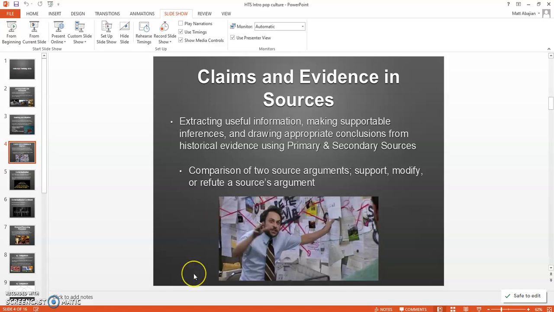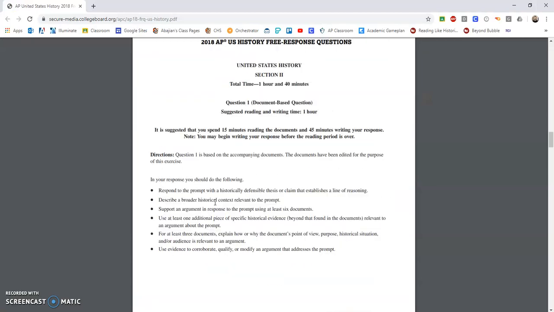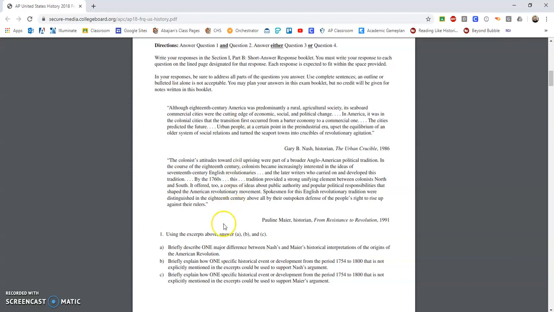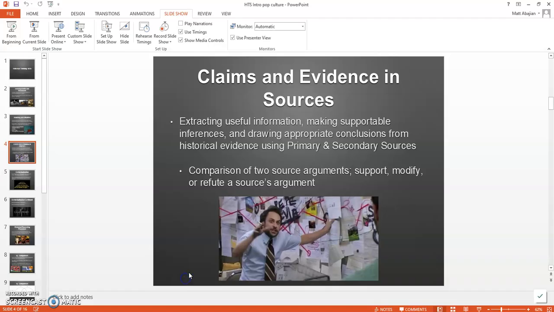So usually it's a comparison of two source arguments. For example, once again, on the AP exam, one of the short answer questions is usually going to pair two historians together, and they're going to ask you for major differences and then one historical event or fact that supports it. This is exactly what we're talking about when we're looking at claims and evidence and sources. So I want to see some important information, some arguments people are making, your own arguments as well. Do you support it? Can you modify it? Can you refute it?